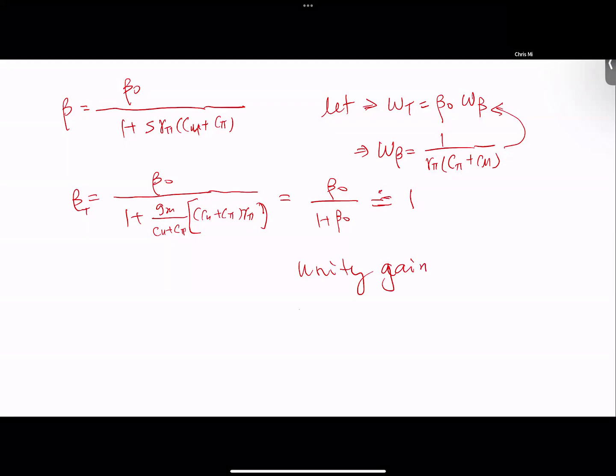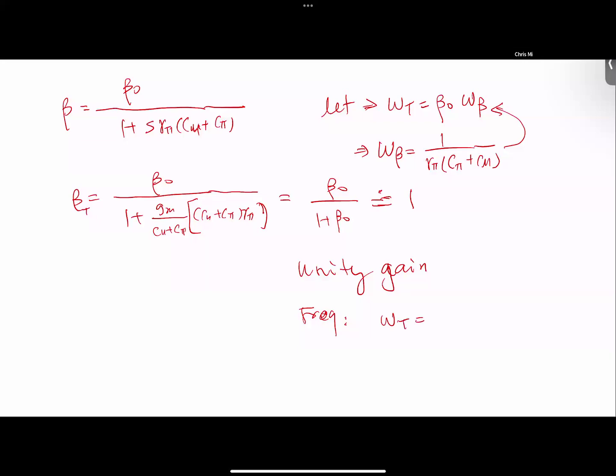Unity gain. And the frequency for unity gain, omega T, is beta 0 times omega beta. So that's what we get for this BJT. It's slightly different for the other device, because there you don't have this beta 0 factor. It's mostly just that.